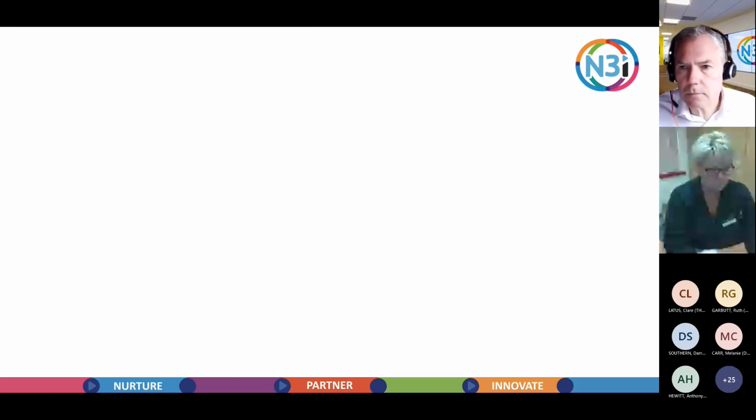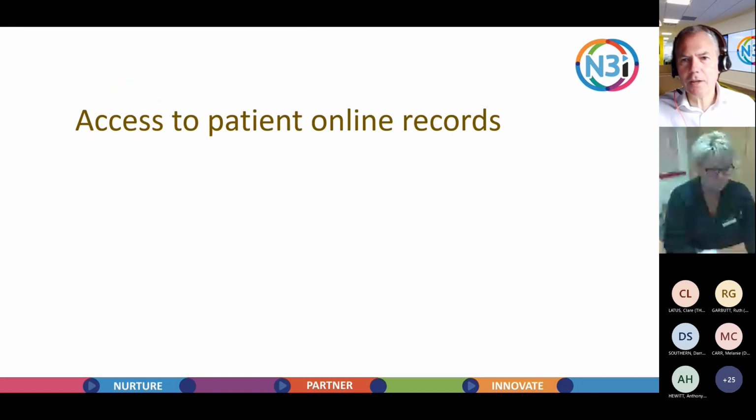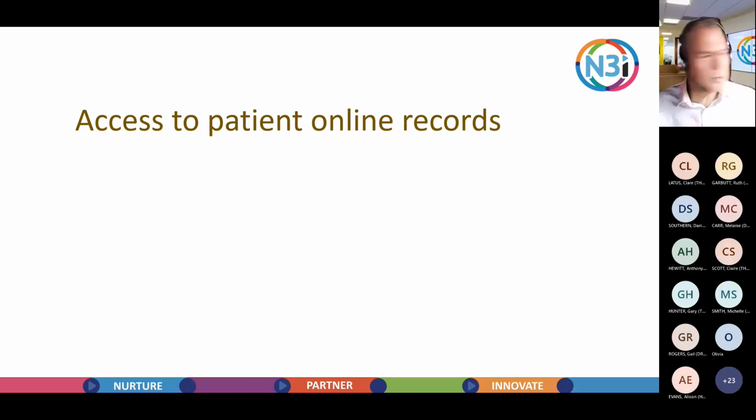So it's a nice blank screen. There we go. Access to patient online records. This is what we're talking about this morning. I'm not interrupting or doing anything else, as I sometimes have been known to do. We're just going to do this. It'll probably take, I think, 20 minutes, half an hour perhaps to run through this.